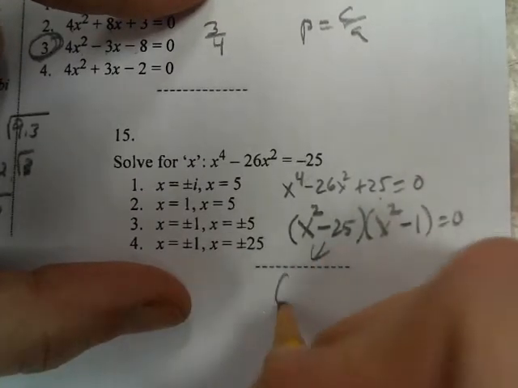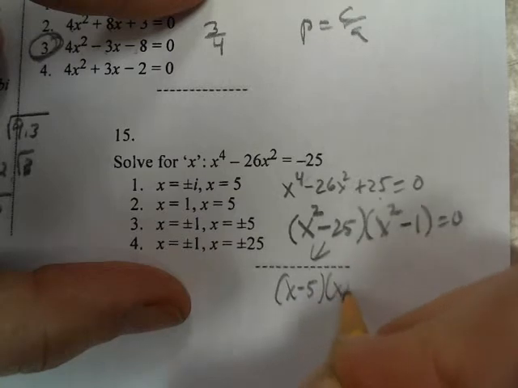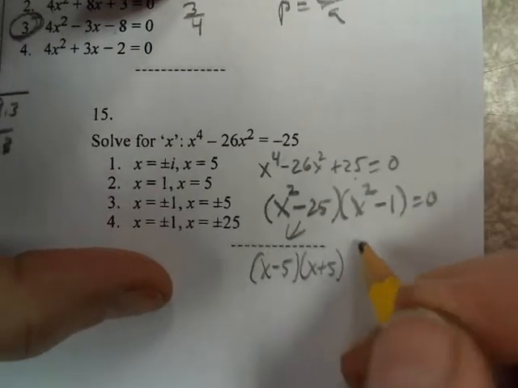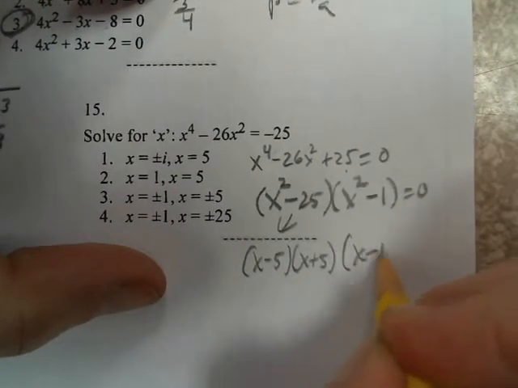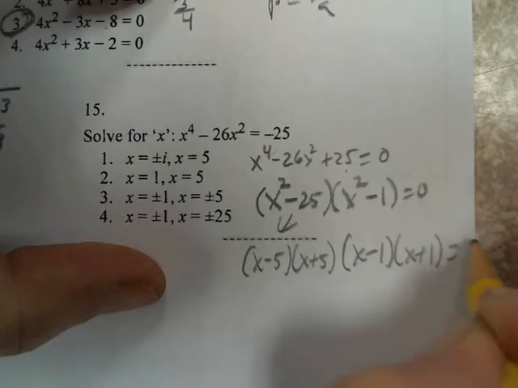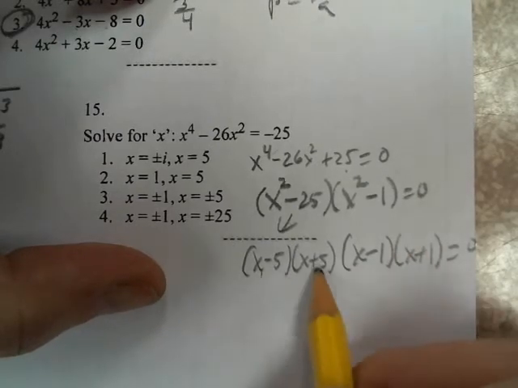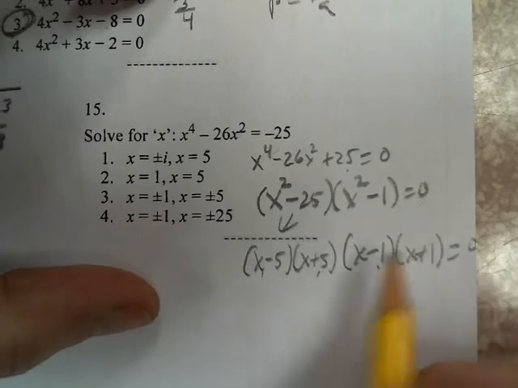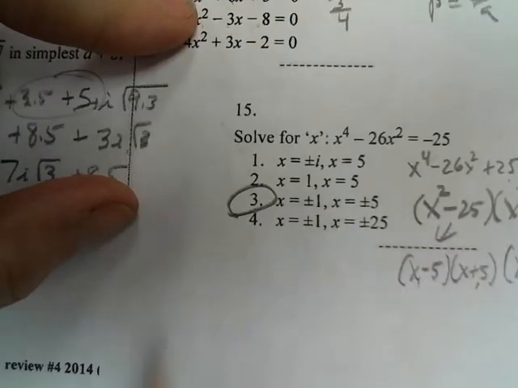And then this is x minus 5 times x plus 5. Difference of two perfect squares, and so is this, x minus 1 times x plus 1. So the four answers are plus and minus 5, plus and minus 1. The answer is option 3.